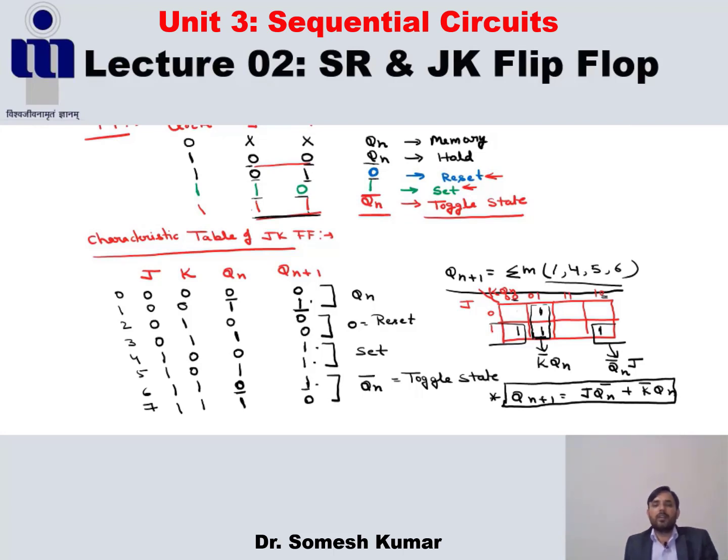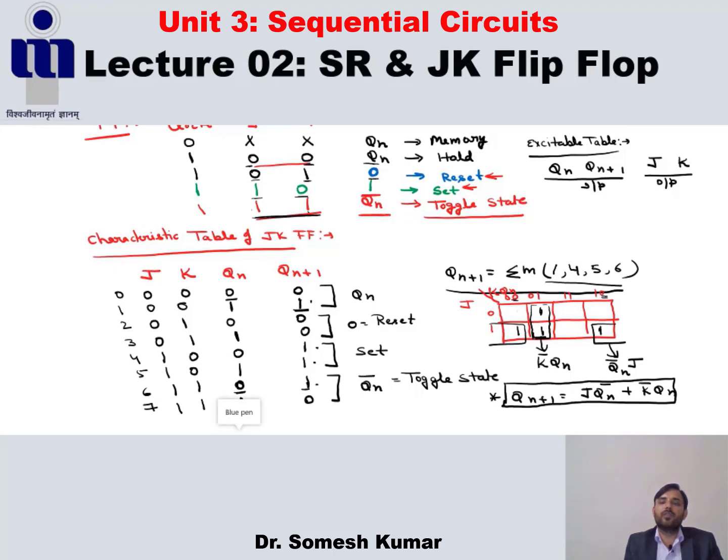So now, what is next? Next, we will discuss the excitation table of our JK flip-flop. You know, the excitation table is completely the inverse of the truth table. So in the excitation table, the output becomes the input and the input becomes the output. So here the inputs are Qn, Qn plus 1, and the outputs are J and K. So how many combinations for this Qn, Qn plus 1? 4 combinations: 0, 0, 0, 1, 1, 0, and 1, 1.